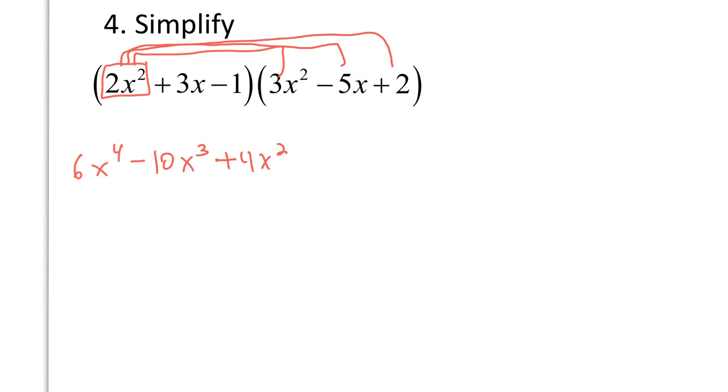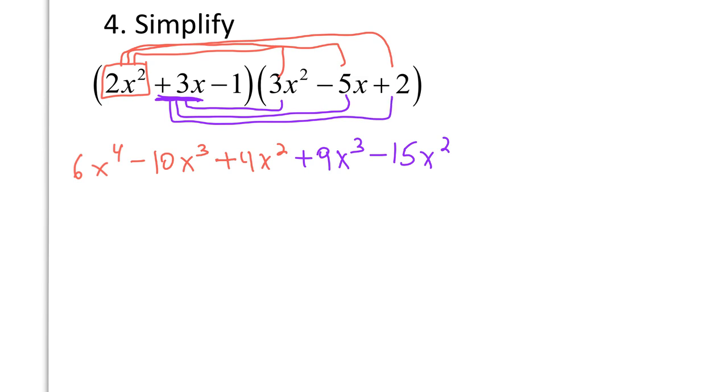Now you are going to do the middle term, positive 3x, and you do the process again. You multiply positive 3x times positive 3x squared. That's a positive 9x cubed. And now you multiply positive 3x times the next term, negative 5x, that's negative 15x squared. And the last one is positive 3x times positive 2. That's going to be a positive 6x.